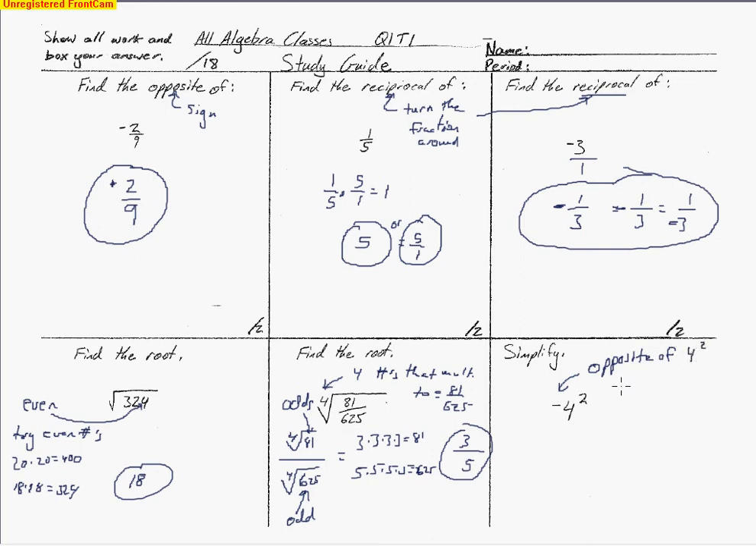So what we have to do is think of it as like -1 times 4 squared. So when we do this work, -1 times 16 would be -16. That is the answer for this problem.